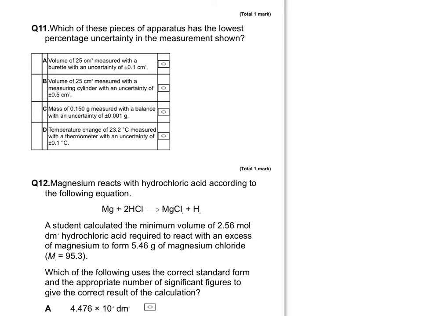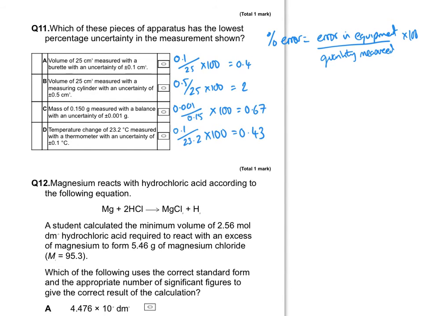Okay, question 11. Which of these pieces of apparatus has the lowest percentage uncertainty in the measurement shown? So remember, percentage uncertainty or percentage error is the error in the equipment divided by the value measured, and then it's percentage, so we're going to times it by 100. This now needs working out for each one of these pieces of equipment. So you can see the one that has the lowest uncertainty is going to be this one. So the answer is A.